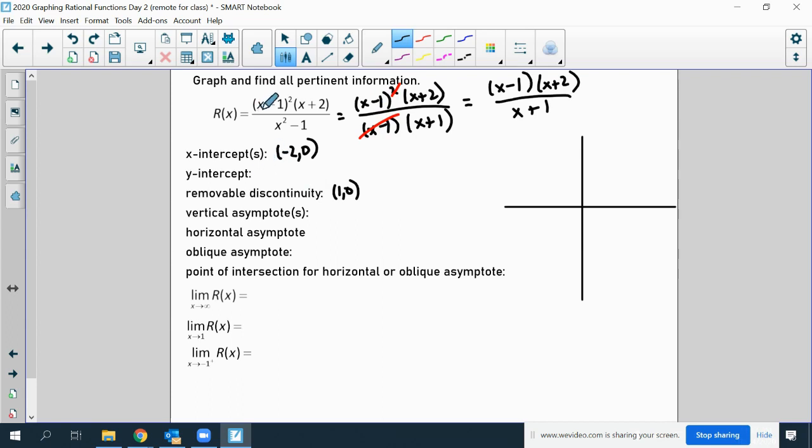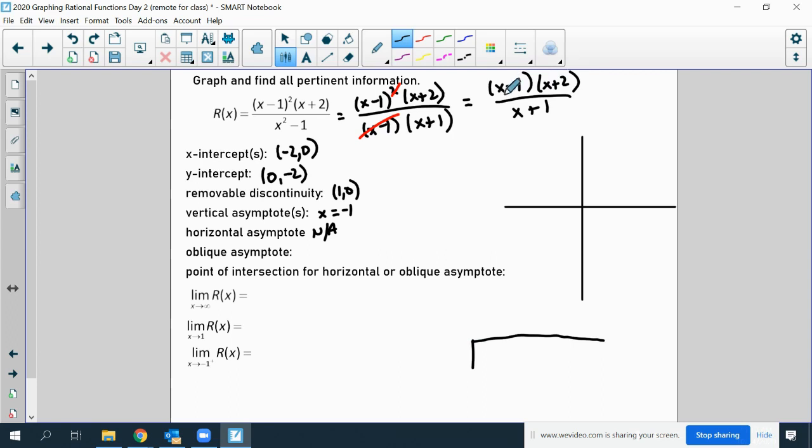The y-intercept, if I plug in 0 for everything, I get 2 over -1. So that's 0, -2 for my y-intercept. I have a vertical asymptote at x equals -1. I have no horizontal asymptote because the power in the numerator is greater than the power in the denominator. So I'm going to have to do long division to find the oblique asymptote.